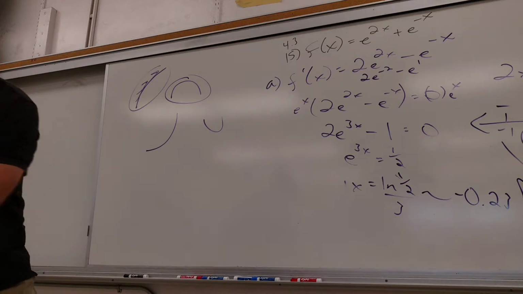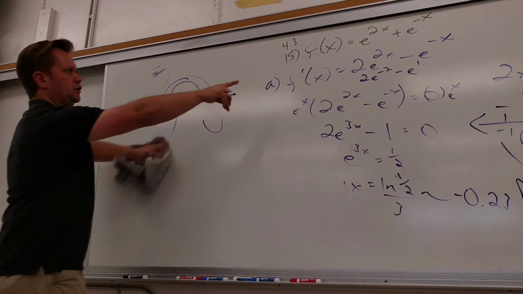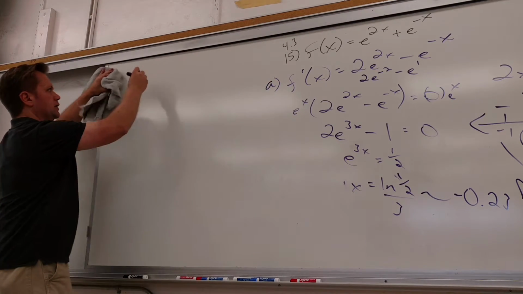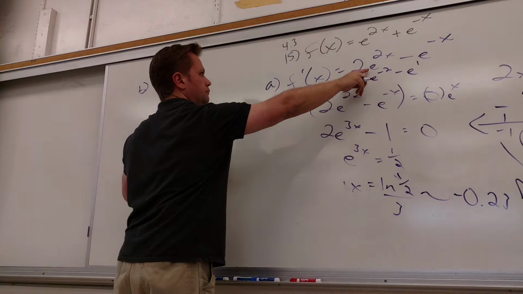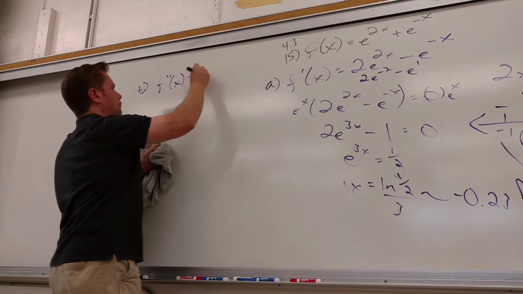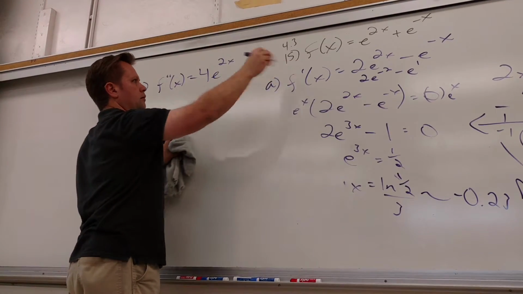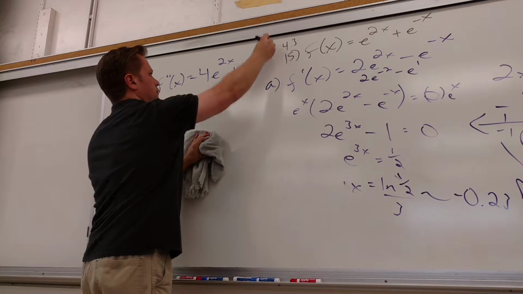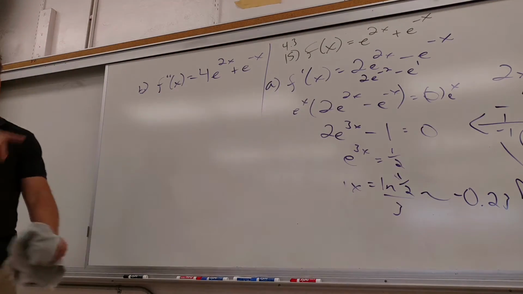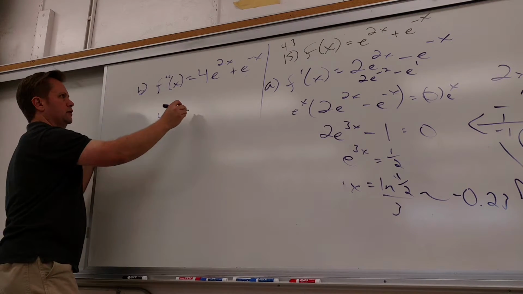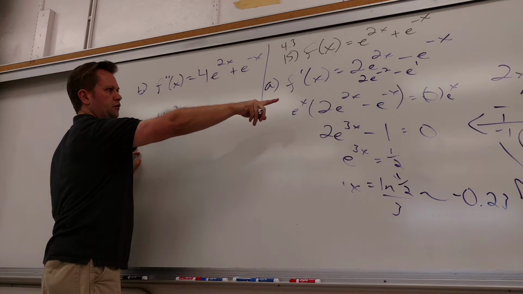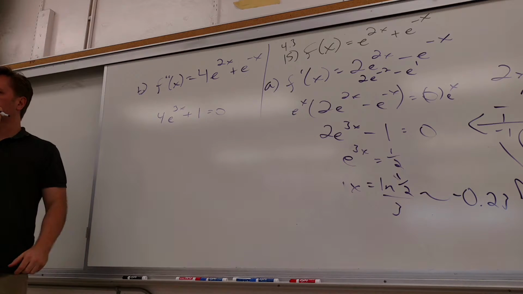I don't know. I mean, all I have to do now is take this second derivative. What would that be? 4e^t plus e^(-x). Then you set that equal to 0. We do the same thing we did before. I end up at 4e^(3x) plus 1 equals 0.